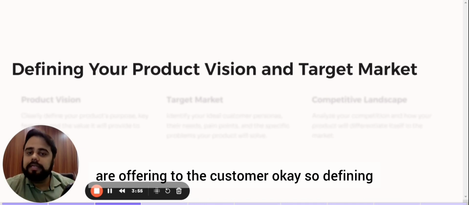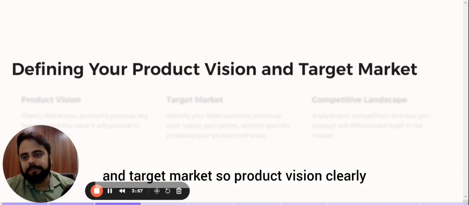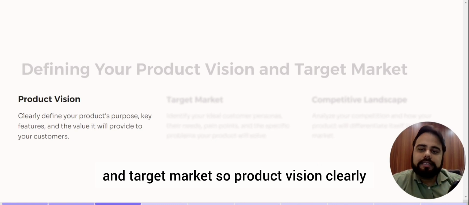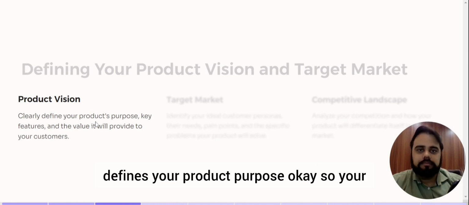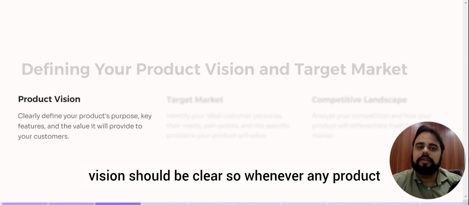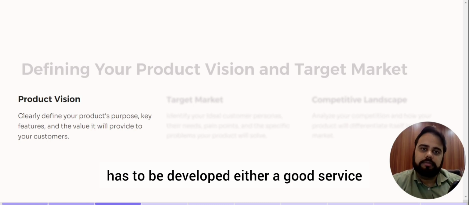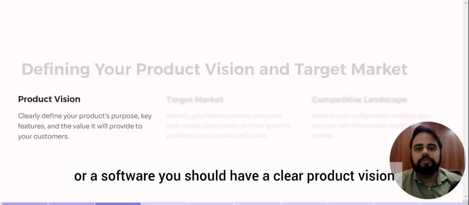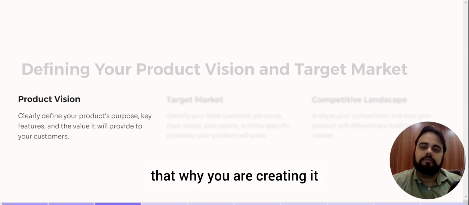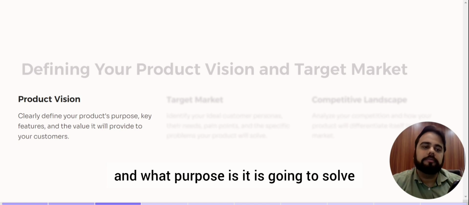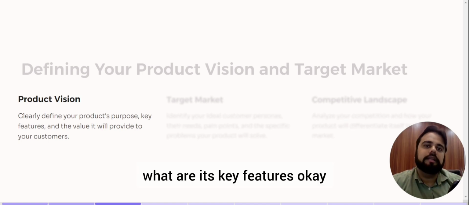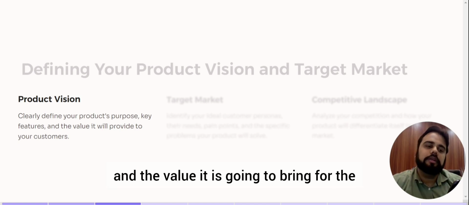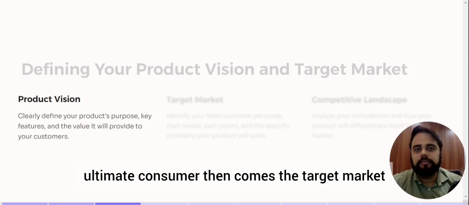So, defining your product vision and target market. The product vision clearly defines your product purpose, so your vision should be clear. Whenever any product has to be developed, either a good, service or software, you should have a clear product vision: why you are creating it, what purpose it is going to solve, what its key features are, and the value it is going to bring for the ultimate consumer.